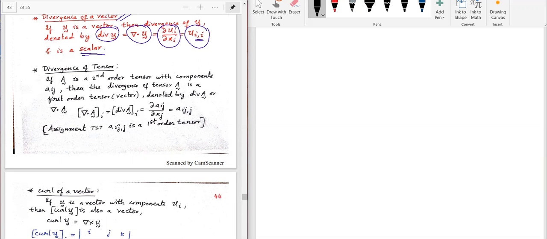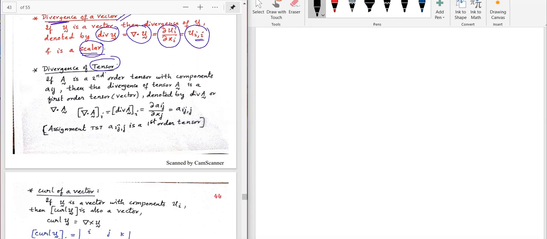What is a vector? A vector is a tensor of order 1. When you apply divergence to it, what is happening? It is becoming a scalar. That means it is like a demotion. The order is getting reduced by 1. Fine. Now, let us take up divergence of a tensor.